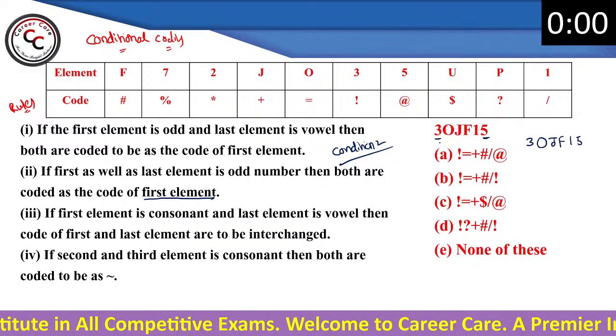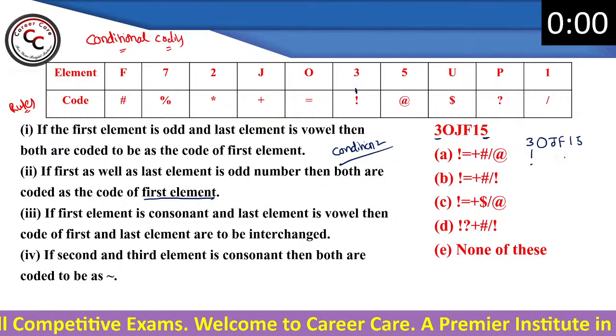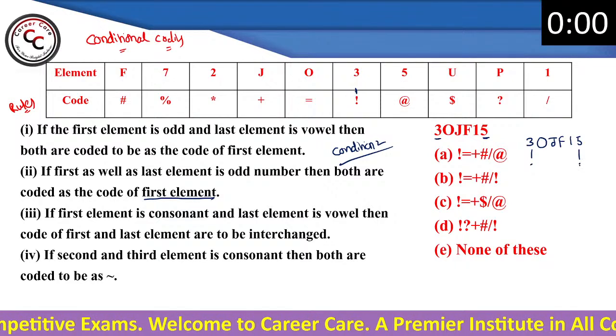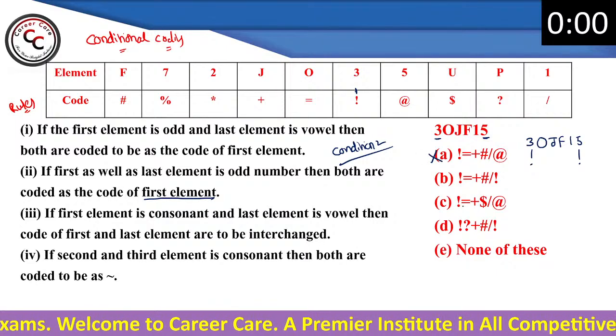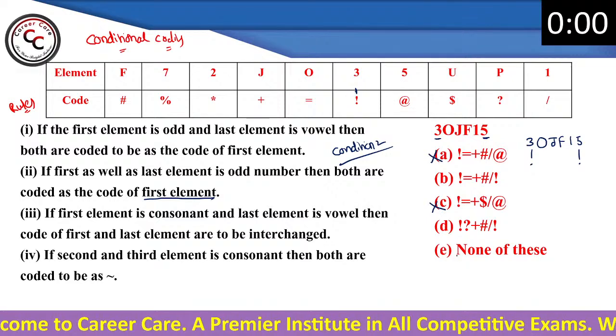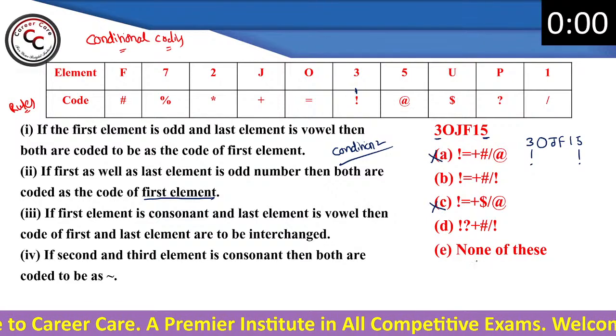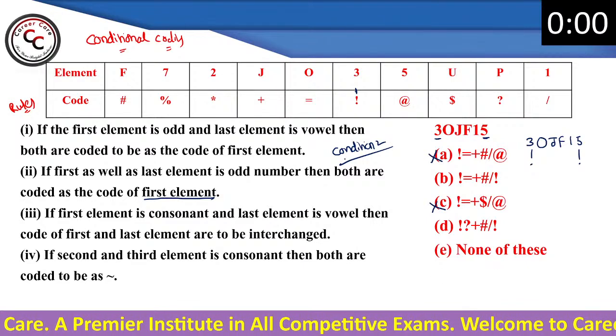So what is the first element? 3. So what does 3 stand for from the table? Exclamatory. So 3 will be exclamatory, 5 will be also exclamatory. Right? Go with the options. I can ignore option A. I can ignore option C. Option D is possible, B is possible, E is also possible. Why? Because sometimes none of these will be also the answer. So in order to get clarity, we'll go for the remaining elements.